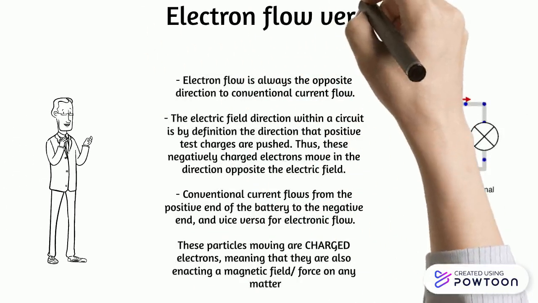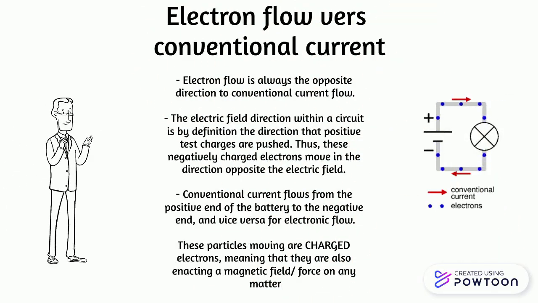Electron flow versus conventional current. Electron flow is always the opposite direction to conventional current flow. The electric field direction within a circuit is by definition the direction that positive test charges are pushed. Thus, these negatively charged electrons move in the direction opposite the electric field.